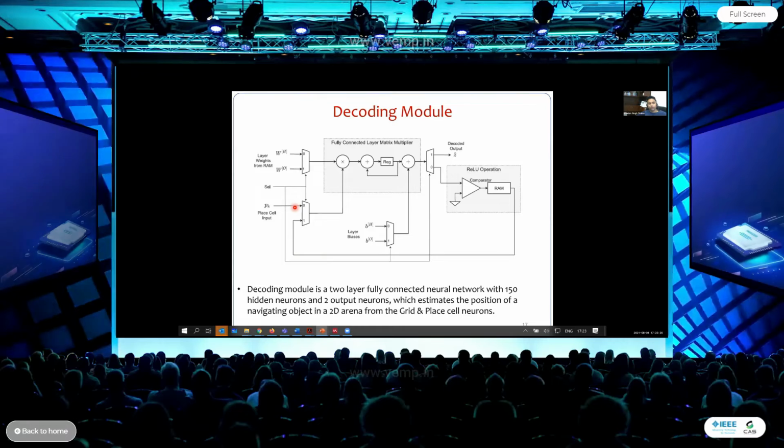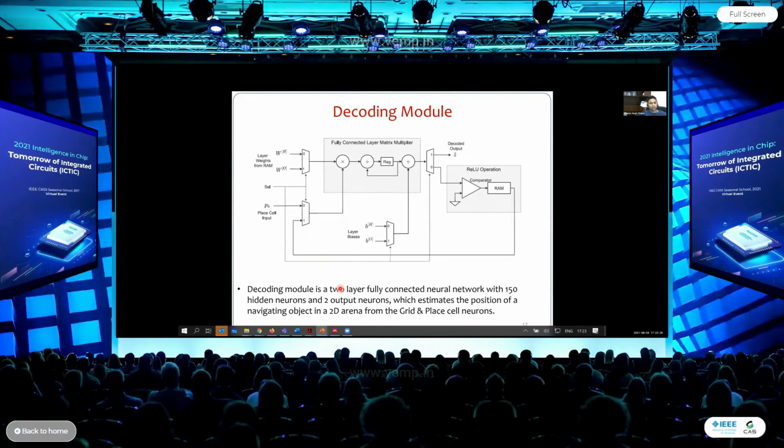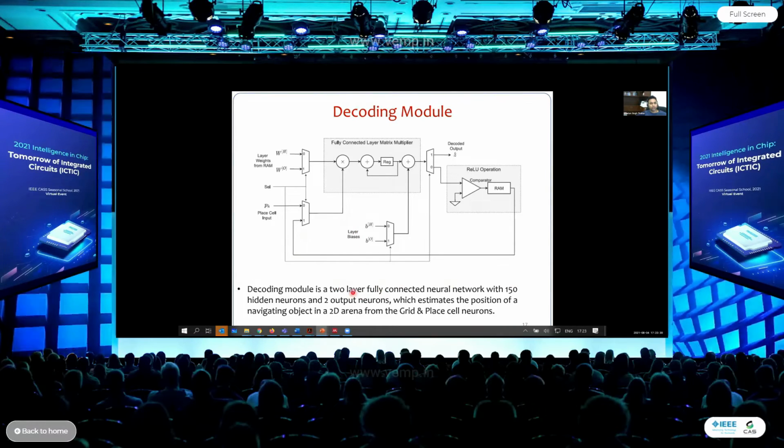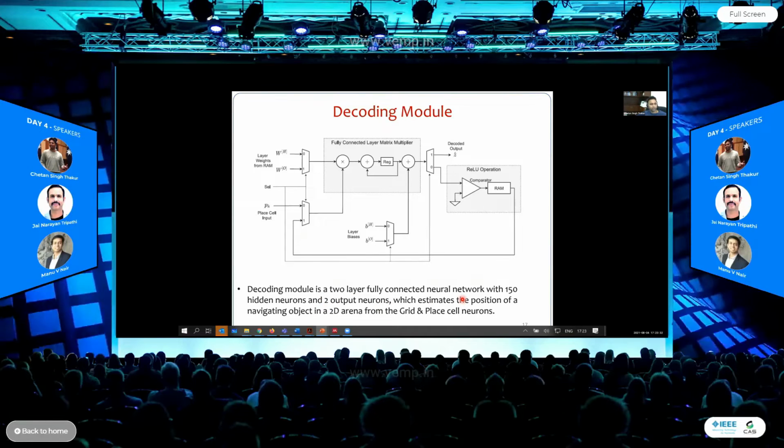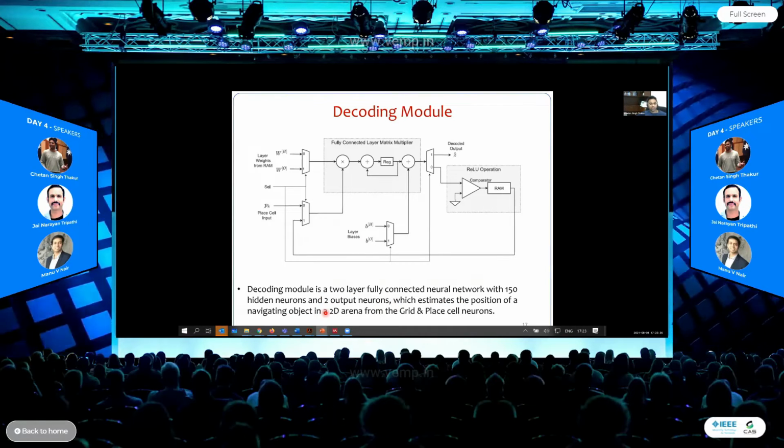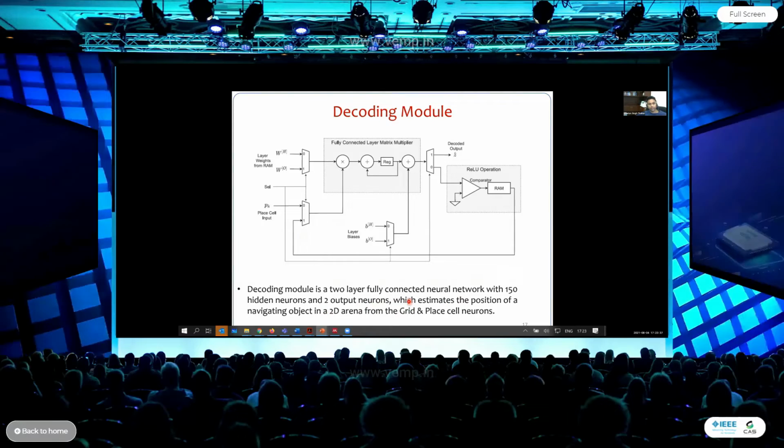Then you have a decoding module here, which is, as I said, a 2-layer fully connected network with 150 hidden nodes and 2 output neurons, which estimate the XY position of a navigating object in a 2D arena based on the grid cells and place cells.